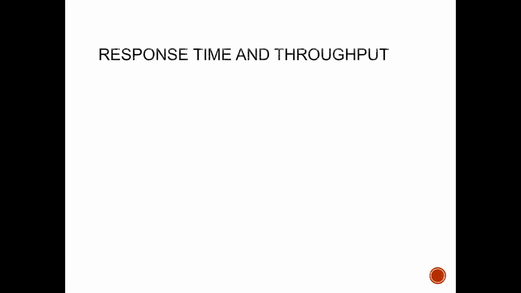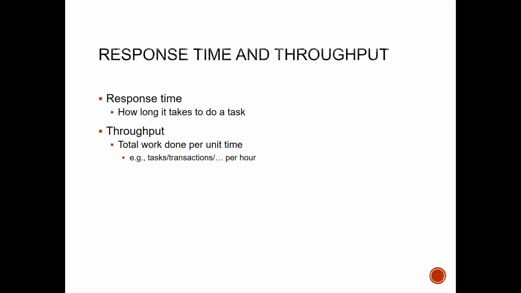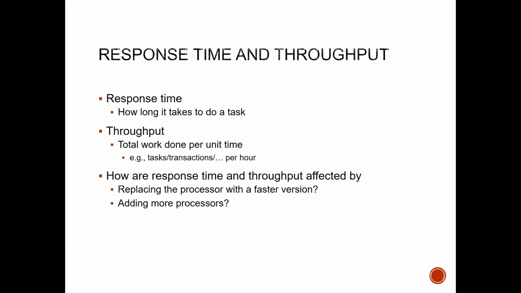Response time and throughput. Response time is how long it takes to do a task. Throughput is the total work done per unit time, for example tasks, transactions per hour. How are response time and throughput affected by replacing the processor with a faster version, or adding more processors? We'll focus on response time for now.